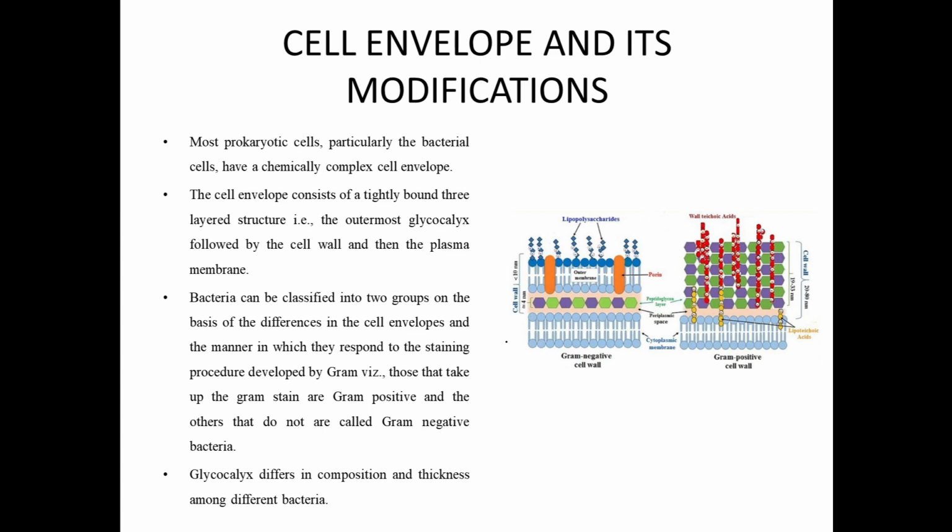So bacteria can be classified into two groups on the basis of differences in their cell envelope, that is gram positive and gram negative, right? You can see here the gram negative cell wall has a thin layer of peptidoglycan, whereas the gram positive has a thick layer of peptidoglycan.